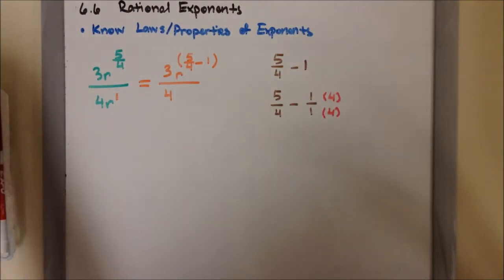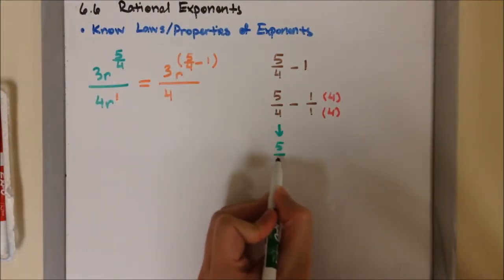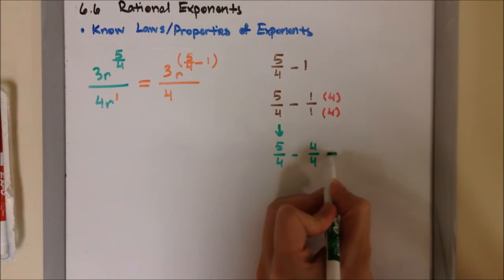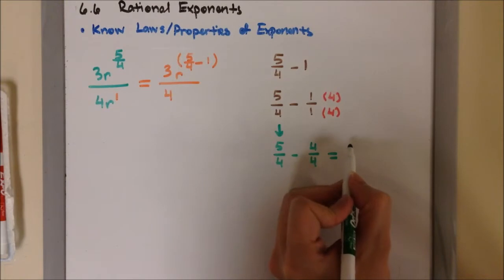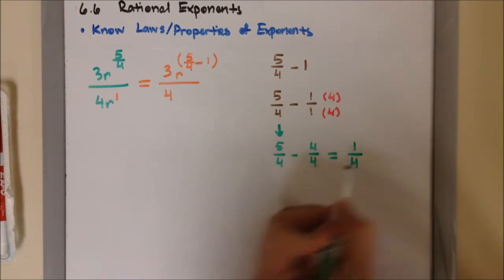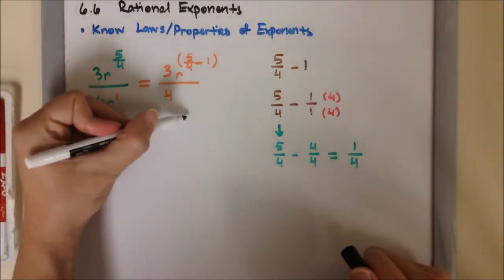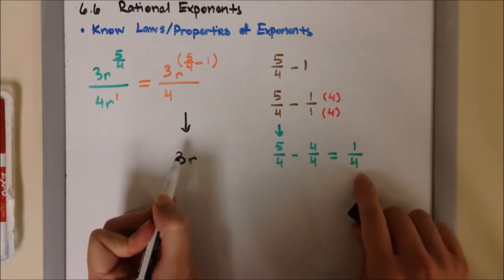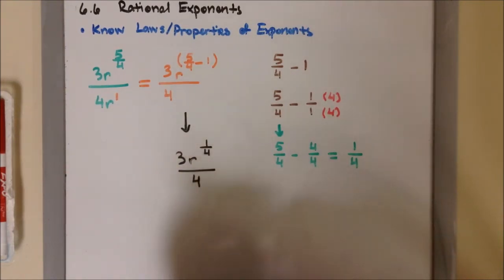So I'm going to multiply the numerator and denominator by 4. So what I'm going to have here is the first fraction stays the same, so 5 over 4 minus, here will be 4 over 4. So when they have the same denominator, it's going to be 5 minus 4, which will be 1. And then my denominator stays the same, so 1/4. So my simplified answer will be 3r to the power of 1/4 over 4. So that is my final answer.